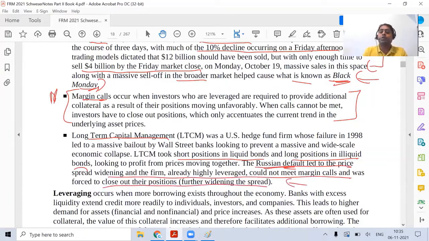And when they started closing out their positions to meet the margin call, the spread widened. Spread widened means they started facing loss and prices went down. So prices are going down and you are selling. That scenario is represented over here. Read this paragraph.